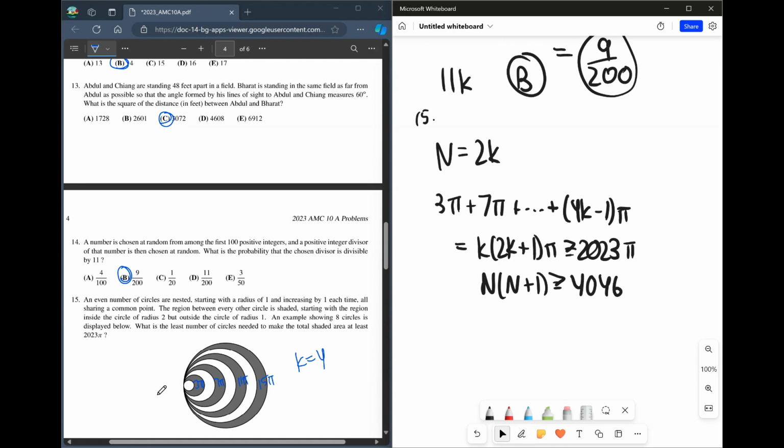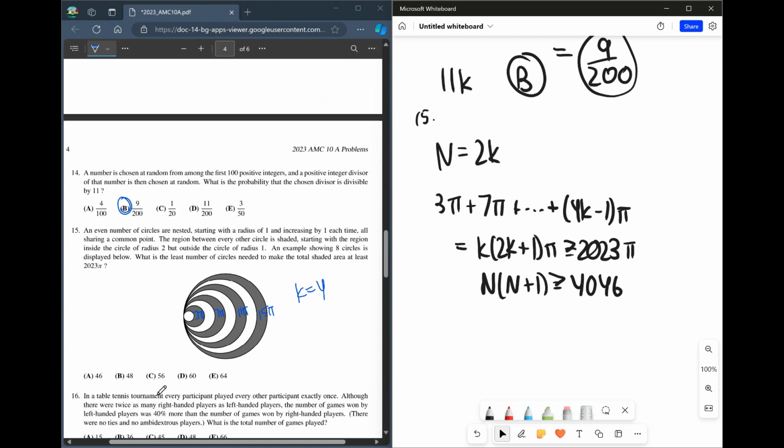And so now we look at the answer choices. N equals 60 is way too small because 60 times 61 is less than 4,000. And that means that all the other choices are too small. And that leaves E as the only option. And indeed, 64 squared is greater than 4,046. So our answer is E.